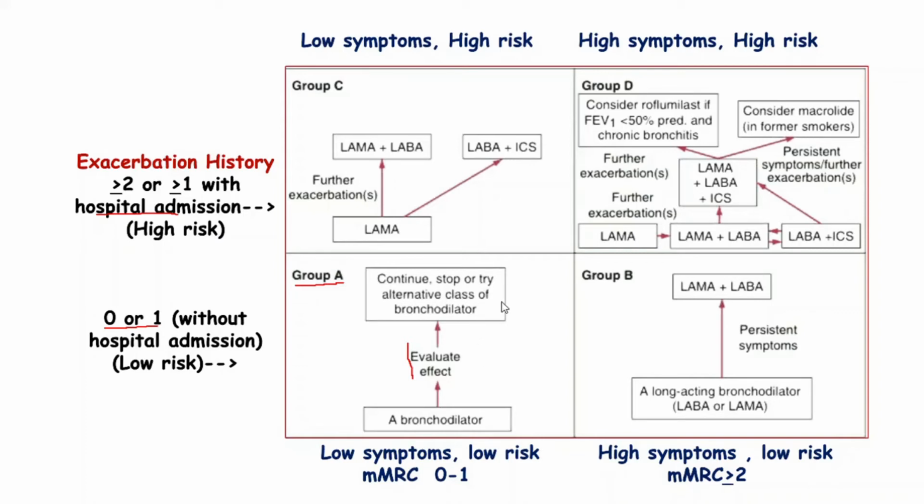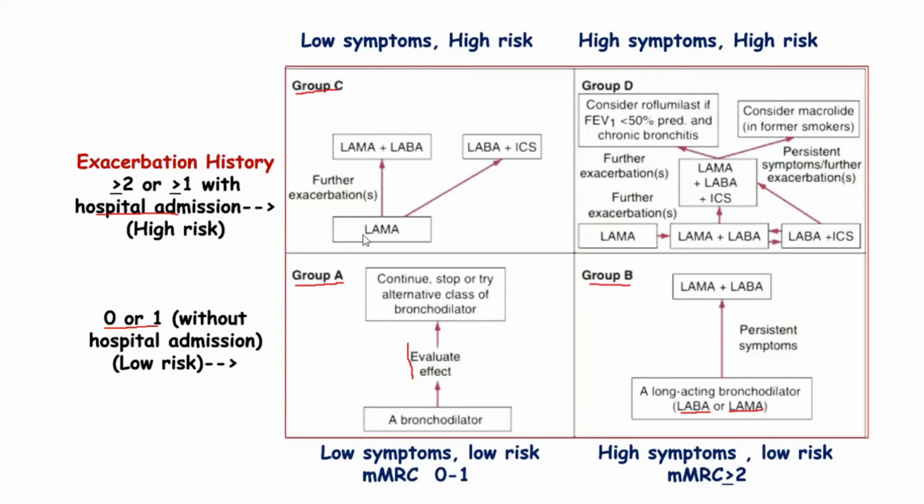Now see group B. These patients have low risk, no hospital admission needed in a year, but they have high symptoms based on the MRC scale. The MRC score is often more than 2. So these people, because of high symptoms, require a long-acting bronchodilator, LABA or LAMA, or in combination if the symptoms persist. Now coming to group C. They have low symptoms based on the MRC scale, but high risk because of hospital admissions during exacerbation. So they require a LAMA.